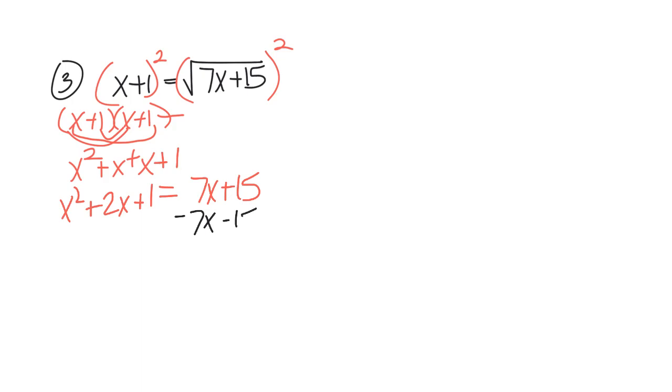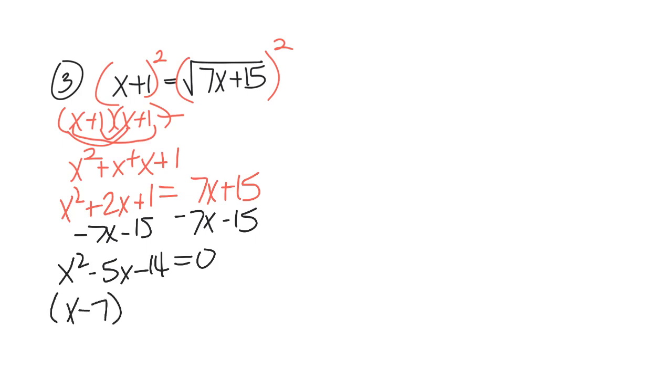Minus 7x minus 15. So x squared minus 5x minus 14 equals 0. And my first method of solving this would be to factor. What two numbers multiply to negative 14 and add to negative 5? Let's see, x minus 7 and x plus 2. So that means x equals positive 7 and negative 2.